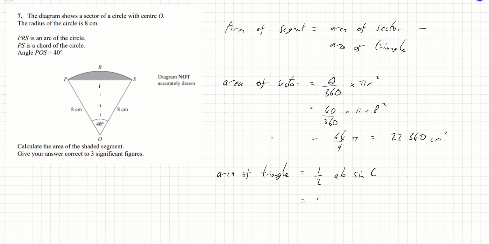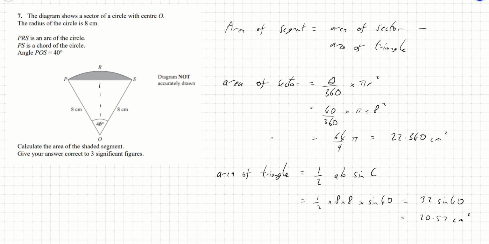In this case, the two side lengths are 8 and 8, so it's half times 8 times 8, and the angle between them is 40 degrees. So it's half times 8 times 8 times sine 40. Again, we plug this into our calculator. 8 times 8 is 64, half that is 32. So this is 32 times sine 40. That's exact. If you work that out as a number, you get 20.57 centimeters squared, which is the area of the triangle.